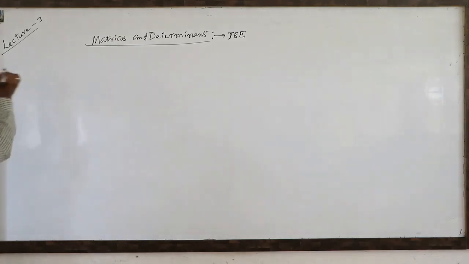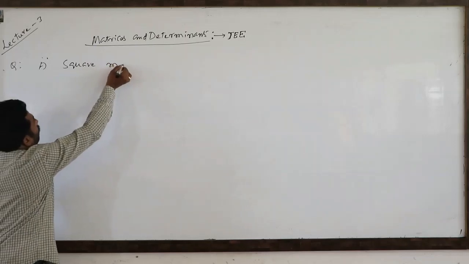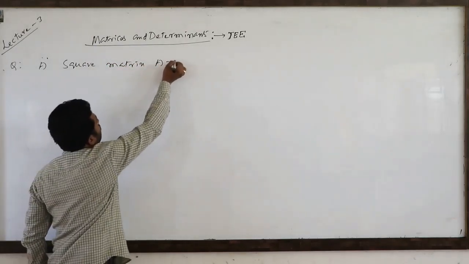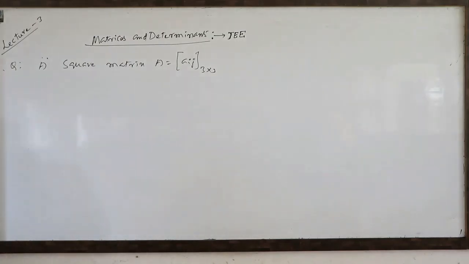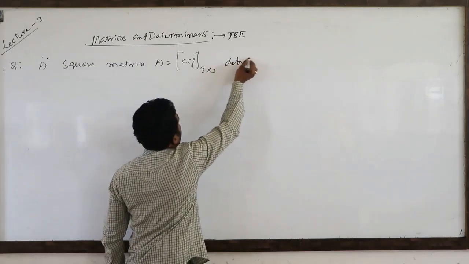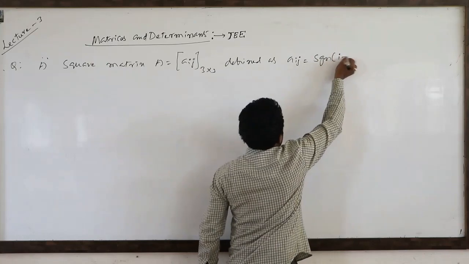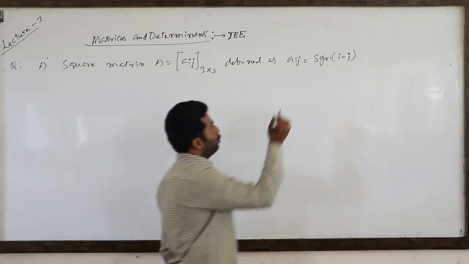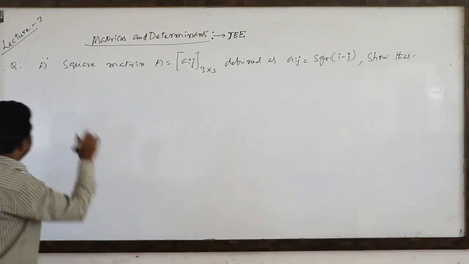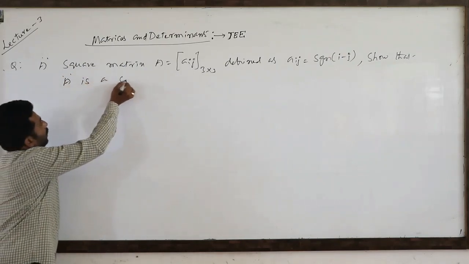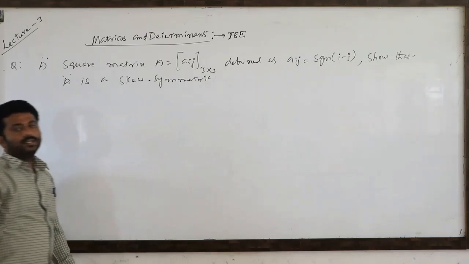If A is a square matrix of order 3 by 3 such that Aij is defined as the signum function of i minus j, then show that capital A is a skew symmetric matrix. Capital A is a skew symmetric matrix, we have to prove.